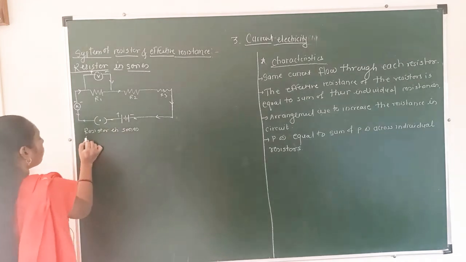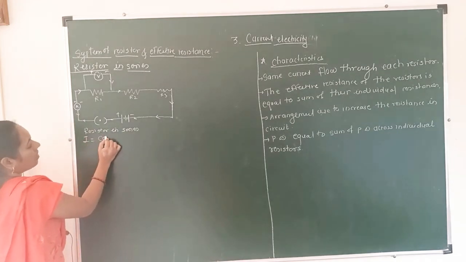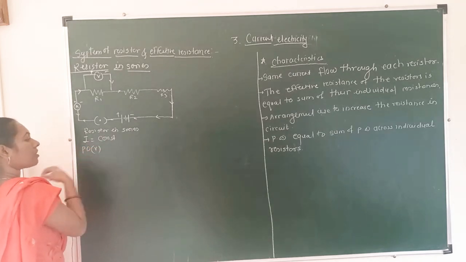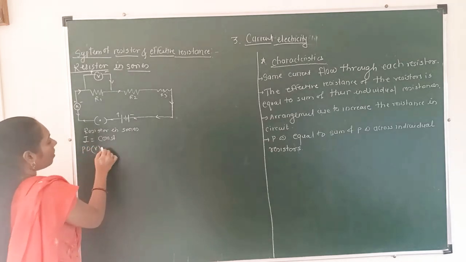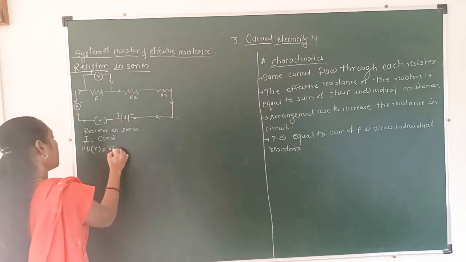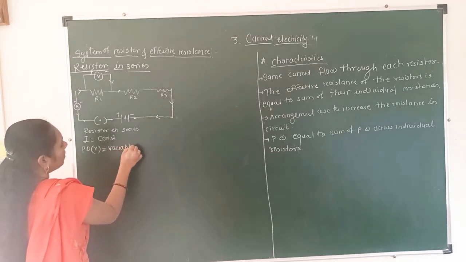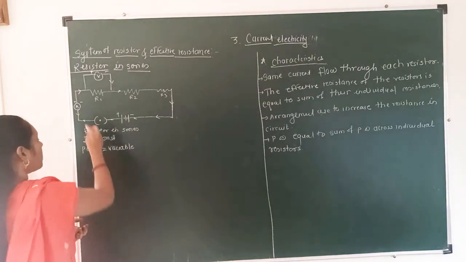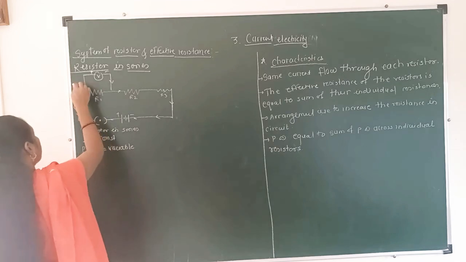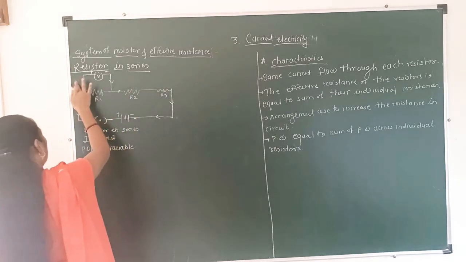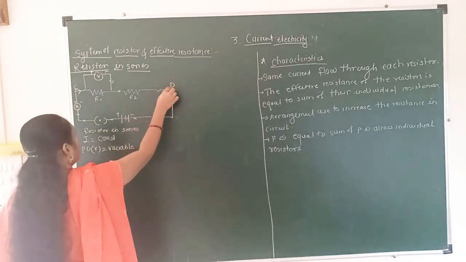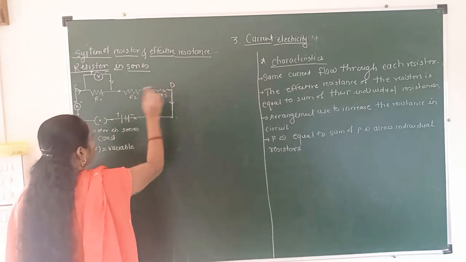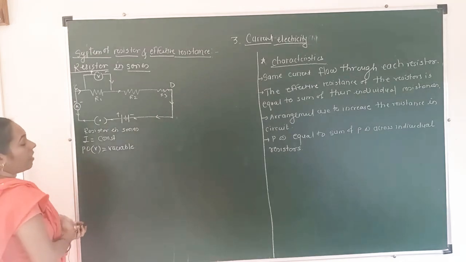What is the symbol for current? I is constant, and the potential difference, shown by the symbol V, is variable when resistors are in series. Now see, these are the two ends. The first one is C and the other one is D. These are the two terminals, or two ends, of the wire.